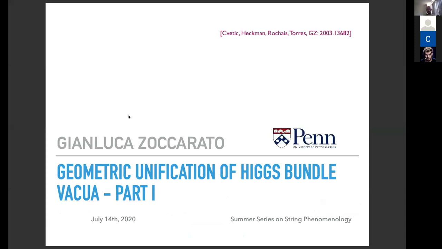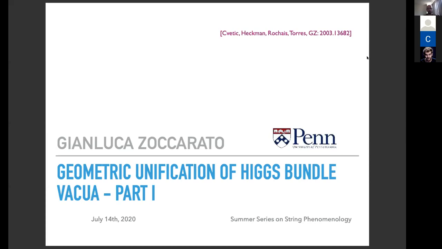So today I will talk about Higgs bundle vacua in string theory. This is based on a paper that we published this month together with Miriam, Jonathan, Thomas, and Ethan, who are all at Penn. As you can see from the title, my talk will be only part of what we did in the paper. The rest of it will be covered by Thomas next week, so I encourage you to tune in to hear the rest of the story next week.